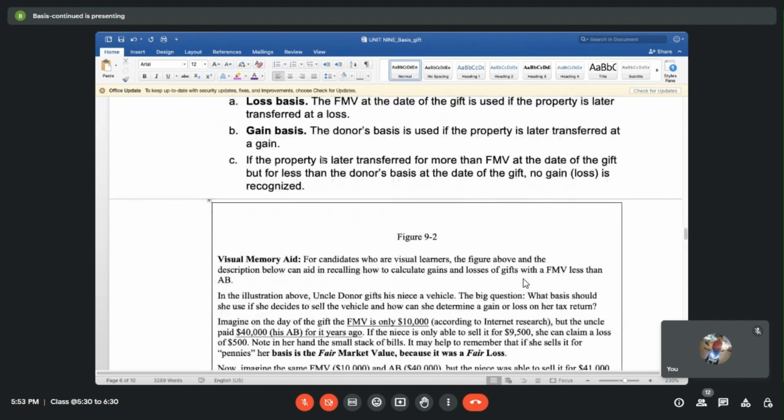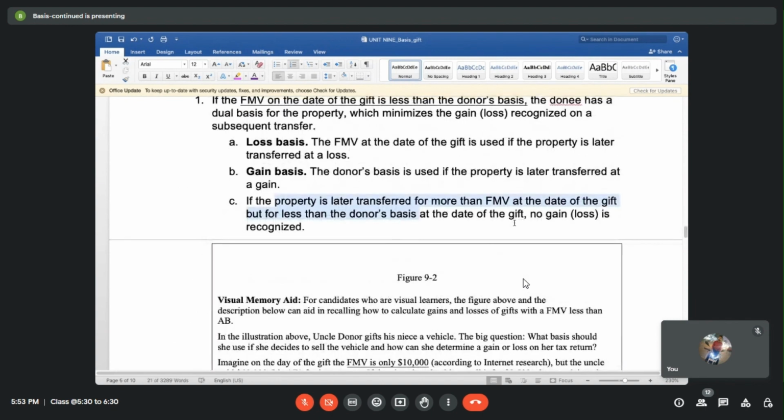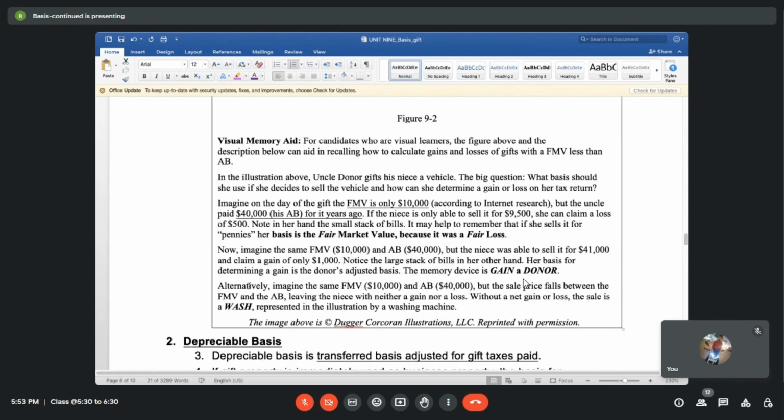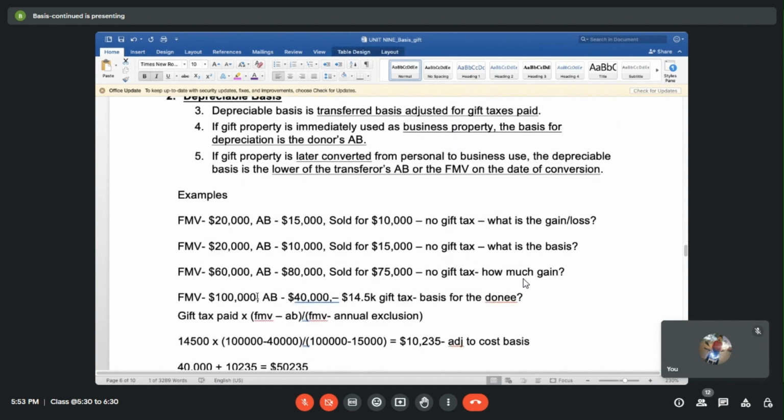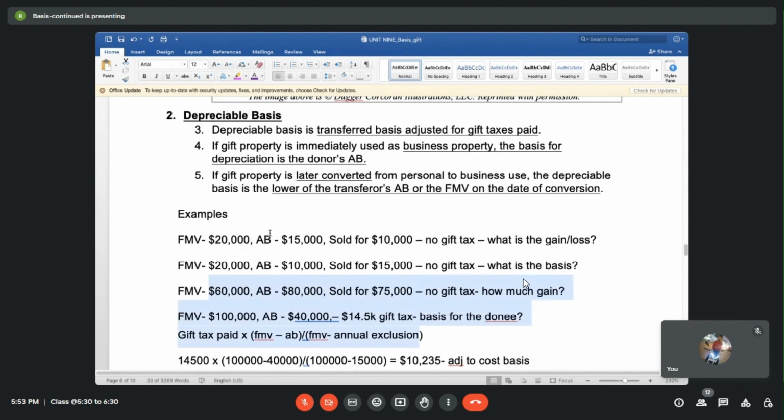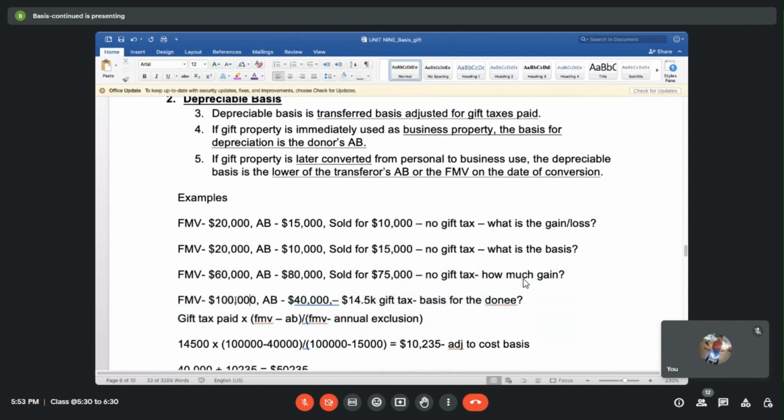If the property is transferred for more than FMV at the date of the gift, but for less than the donor's basis, no gain or loss is recognized. Okay, that's the wash. There's no gain, no loss. If the FMV is less than the basis, then you need to go with those rules. Otherwise, it's the lesser of the two. So here also FMV is higher than the basis.